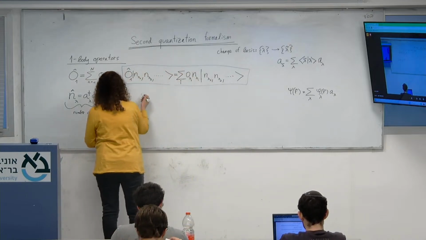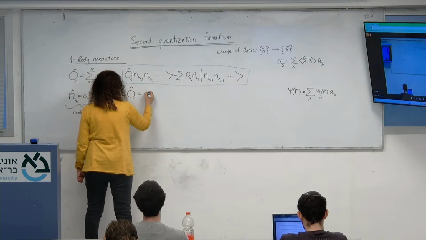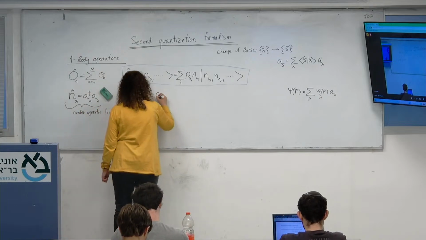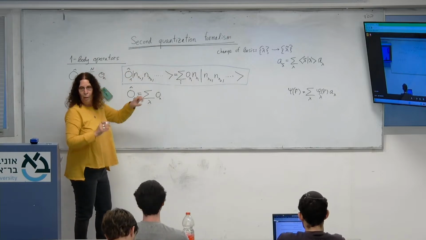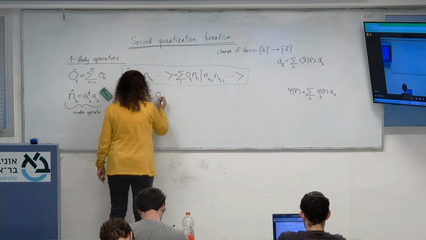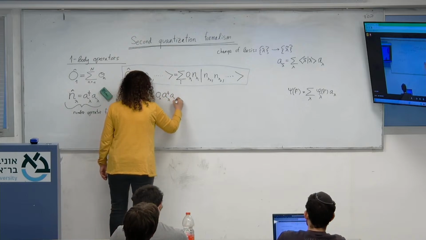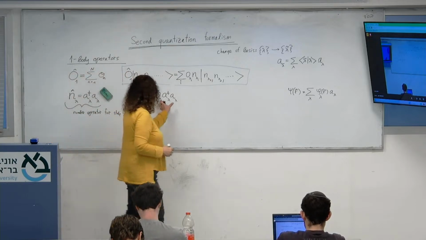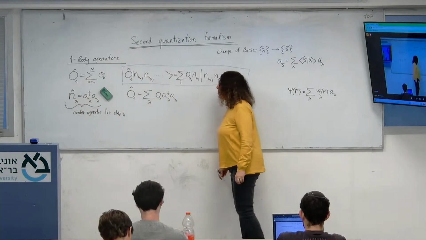So, O1, I can write it as follows: sum over lambda of O lambda, which is nothing but a number, the diagonal elements of the single particle matrix in the basis lambda, times a lambda dagger a lambda. Well, this is nothing but what we call the number operator.